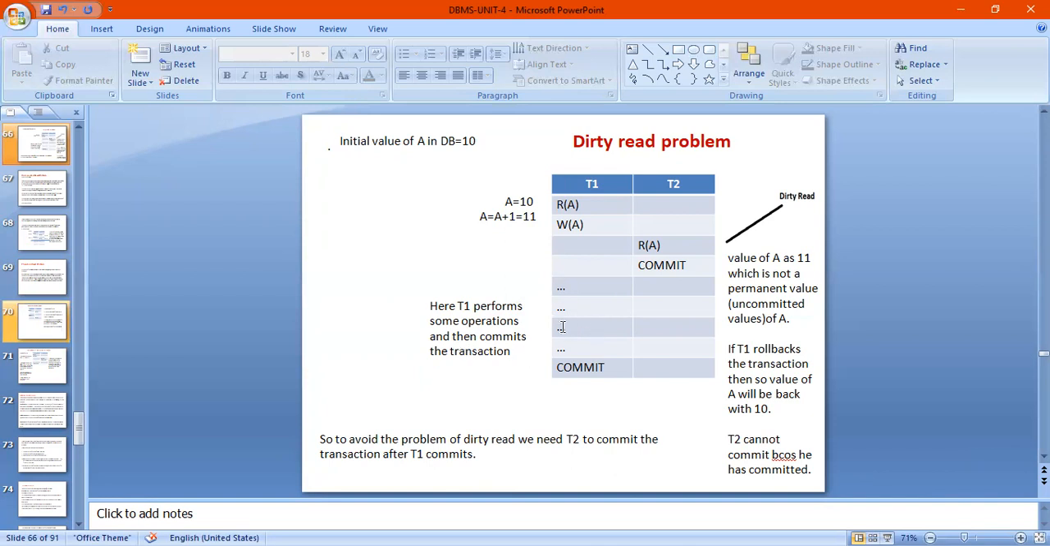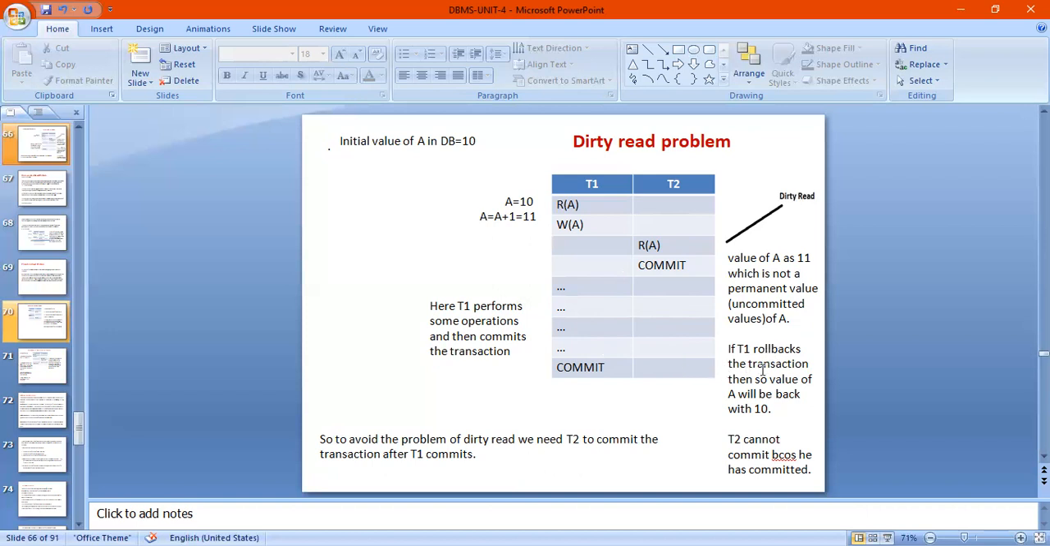So some operations are performed, some operations A, B, C, some 1, 2, 3 operations. But in T2, no operations are there, and here the commit operation is there. So see, he has committed before, and until then he did not submit anything. So this is the case of X and this is the case of Y.